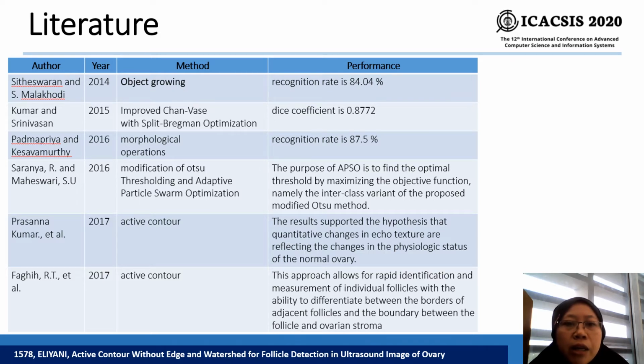Saraya and Maheswari using modification of Otsu thresholding and adaptive particle swarm optimization. Prasanna Kumar using active contour. Varagi et al. using active contour. Active contour segmentation has been a hot subject throughout the years. Many algorithms have spurred up with enhanced performance and advanced capabilities.